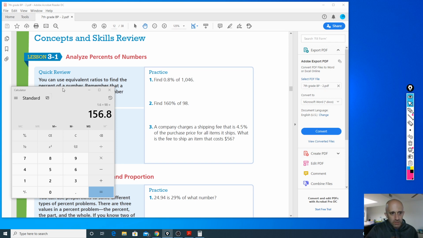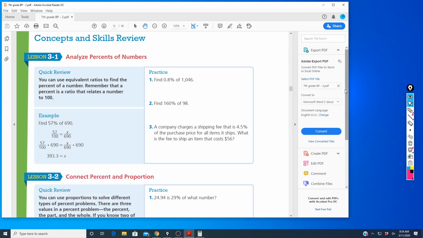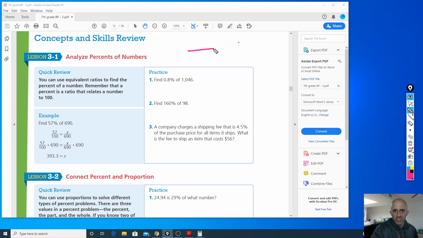And last one here. Break this down. A company charges a shipping fee that is 4.5% of the purchase price for all items it ships. What is the fee to ship an item that costs $56? Now, this would be where setting up the equivalent ratios would probably be easier. It's up to how you can visually see things. Some people like to see things visually with the two ratios. Some people can do part equals percent times whole. It definitely depends on your personal preference.